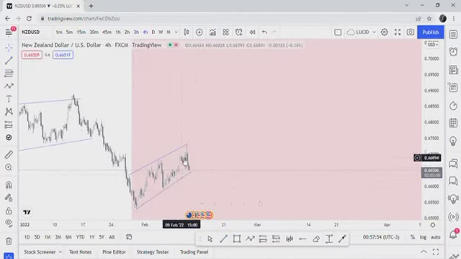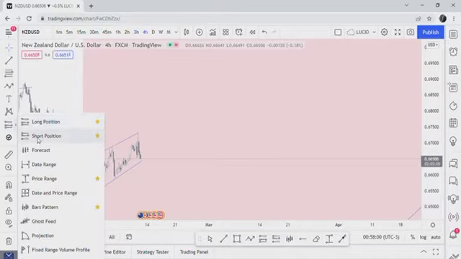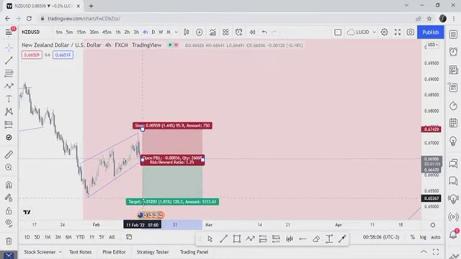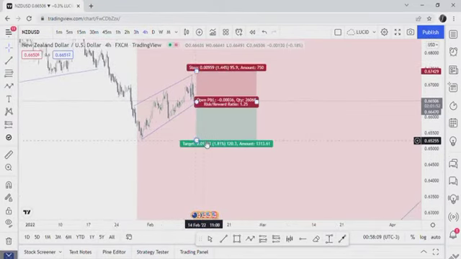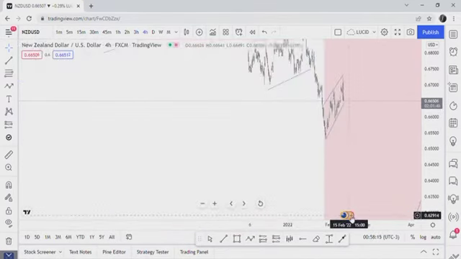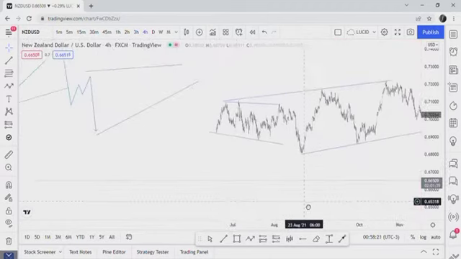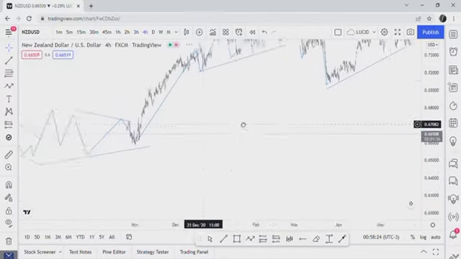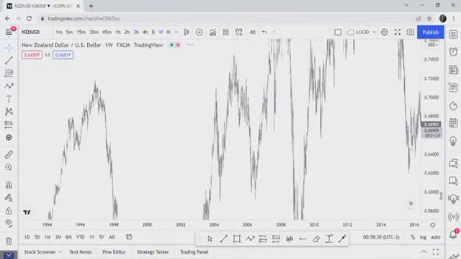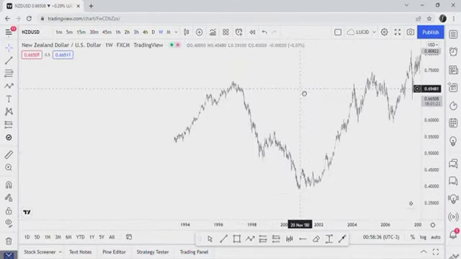Impulse down, correction to the upside, anticipating another impulse to the downside, right? Short position, another impulse to the downside or more, right? So that's exactly what we should be doing on this chart, right? So let's get more examples of this.